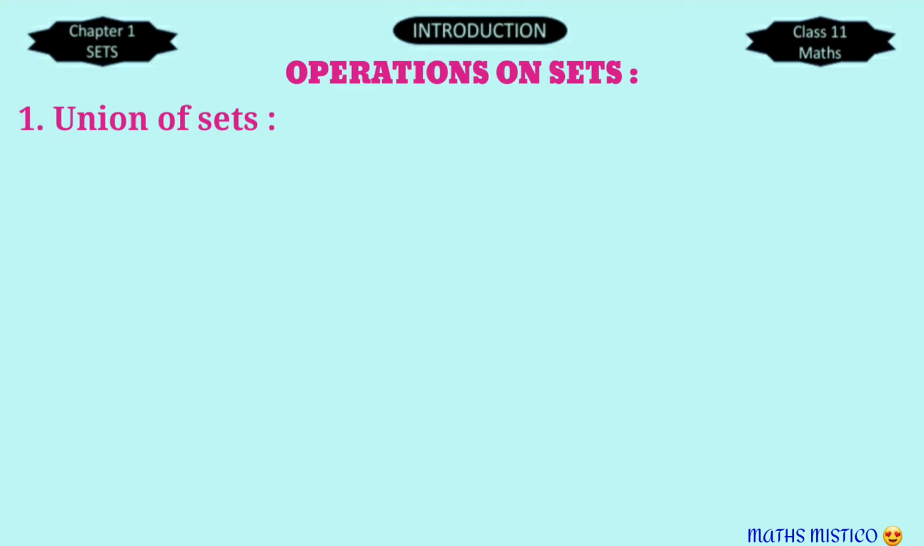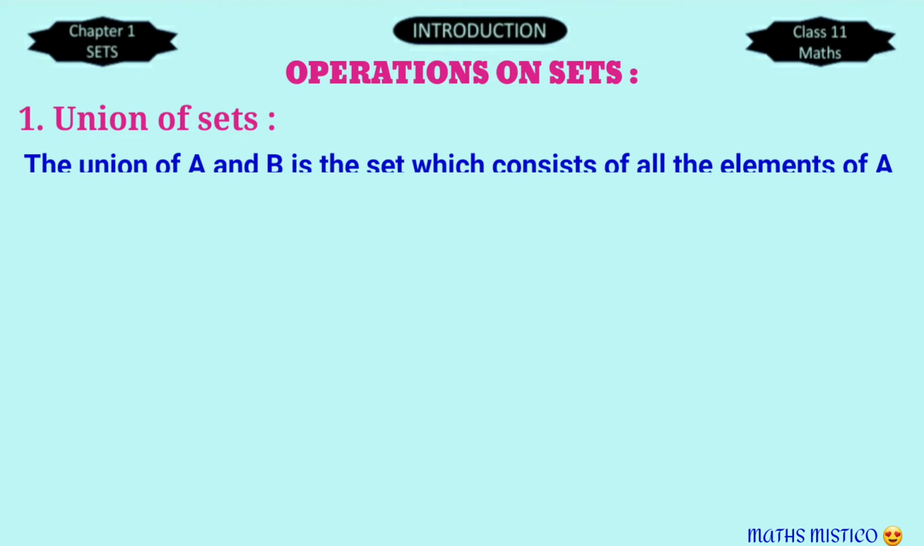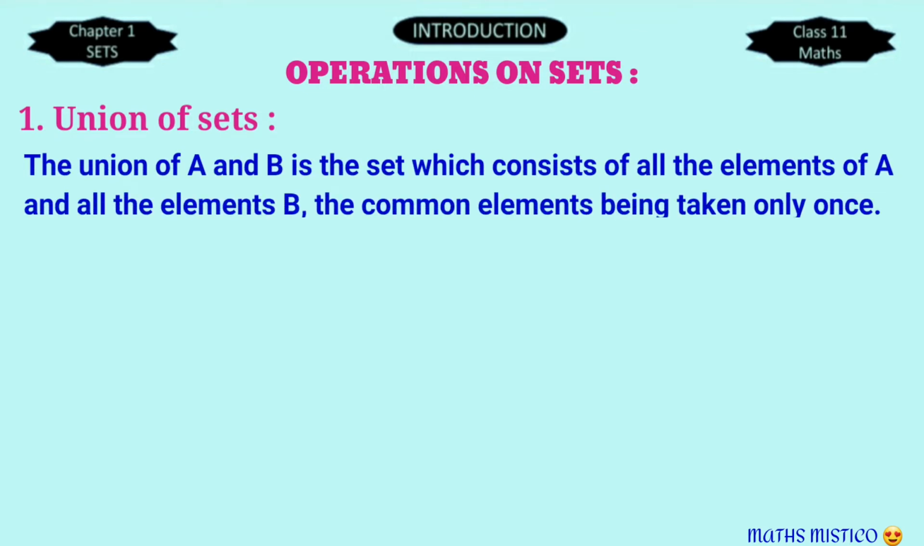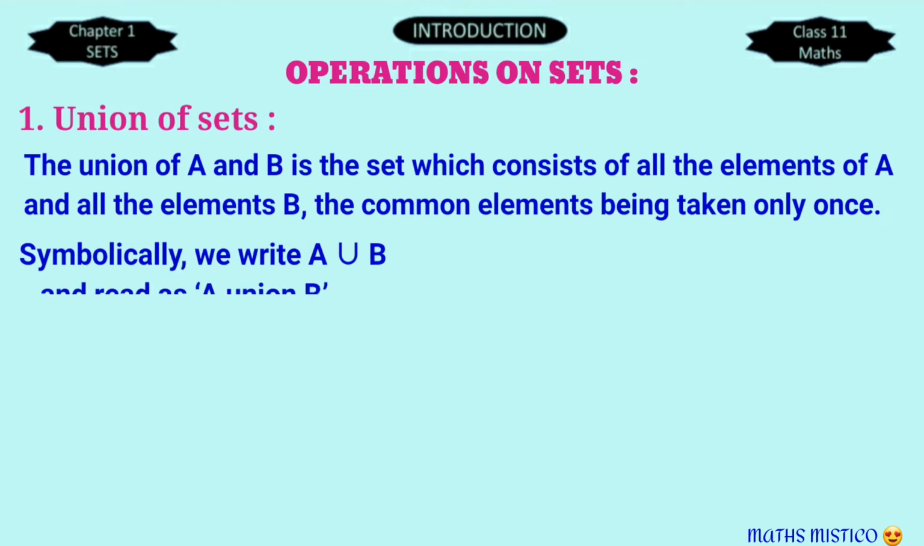So if A and B are any two sets, then the union of A and B is the set which contains all the elements of A as well as B. Take care that if any element is present in both the sets, then we will write it only once in the new set. Symbolically, union is written as this and read as A union B. Children, don't confuse it with the letter U. So A union B is the set of all x such that x belongs to A or x belongs to B.